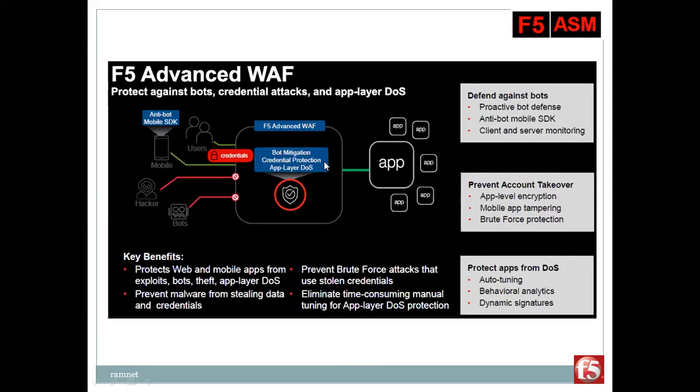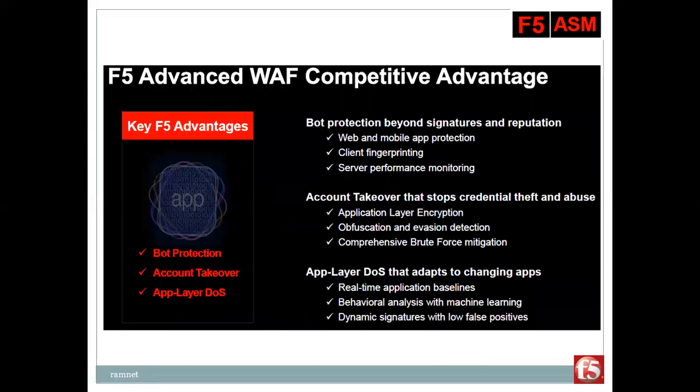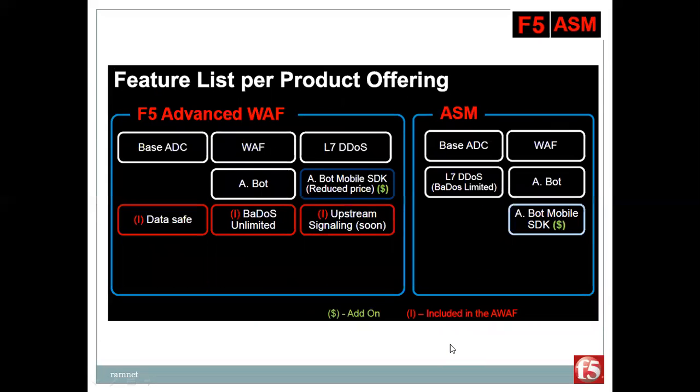Bot mitigation, credential protection, app layer DoS, key benefits. These are all the key benefits on this. You can see that now they are coming up with a new kind of technology. Advanced WAF, AWAF. Previously we were using the WAF. Competitive advantage. This is like a product advertisement. Web and mobile application protection is possible. Client fingerprinting and server performance monitoring. When we start using all these things, we'll be able to protect your systems very well.